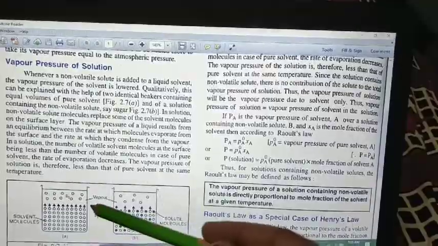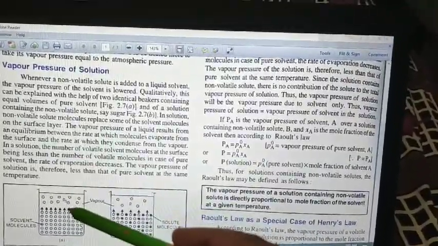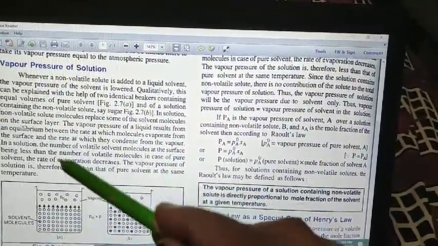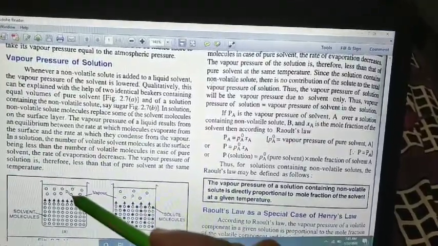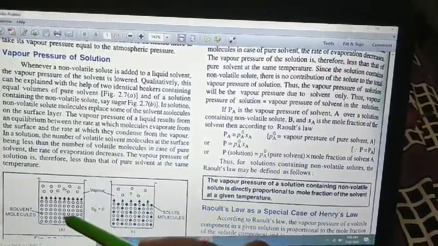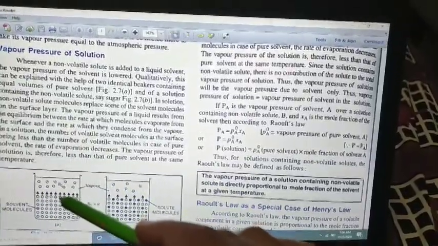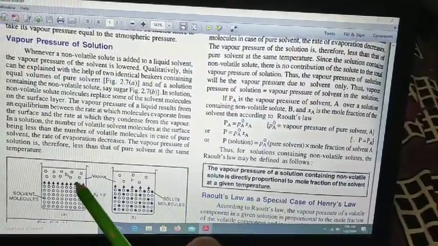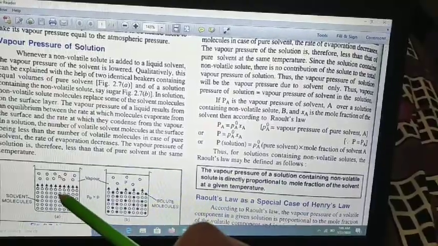At that time, the pressure that is exerted by the vapors or the gas on the liquid surface is called the vapor pressure of the solution. So the pressure exerted by the vapors on the liquid surface at equilibrium is called the vapor pressure of the solution or vapor pressure of that liquid. Now this is the case when you have a volatile solvent, that means a pure solvent.